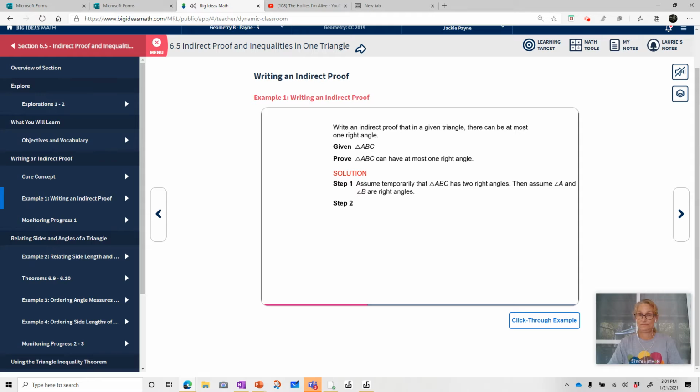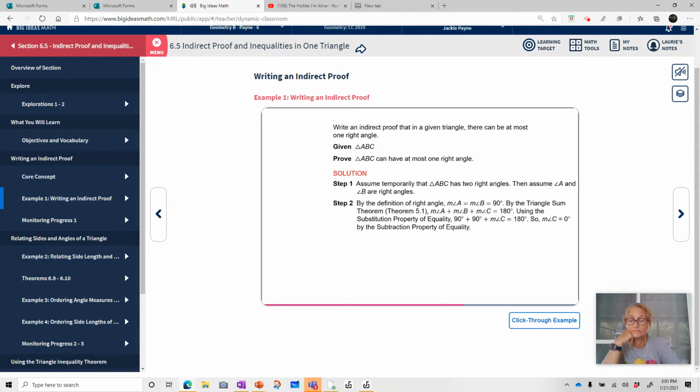Step 2. Reason logically until you reach a contradiction. By the definition of right angle, the measure of angle A is equal to the measure of angle B, which is equal to 90 degrees. By the triangle sum theorem, the measure of angle A plus the measure of angle B plus the measure of angle C is equal to 180 degrees. Using the substitution property of equality, 90 degrees plus 90 degrees plus the measure of angle C is equal to 180 degrees. So the measure of angle C is equal to 0 degrees by the subtraction property of equality.